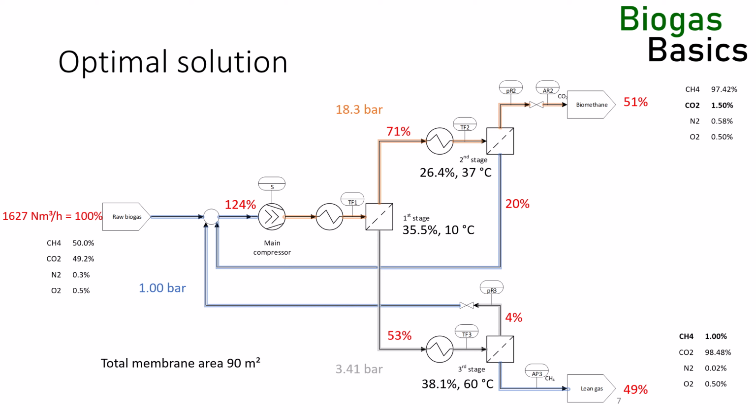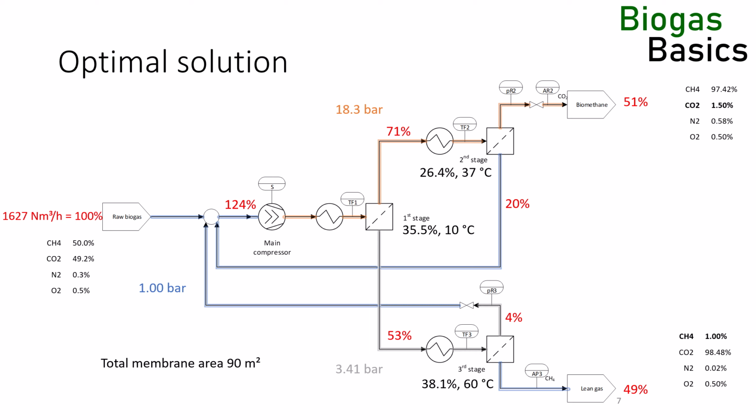The biogas stream is mixed with 2 recycle streams, a 20% stream from the second stage permeate and a 4% stream from the third stage retentate. The mix is compressed to 18.3 bar. The flow through the compressor is 124% of the biogas stream. This number is called the recycle ratio and should be kept at around 130% in biogas upgraders. After compression, the gas is cooled to 10 degrees Celsius.